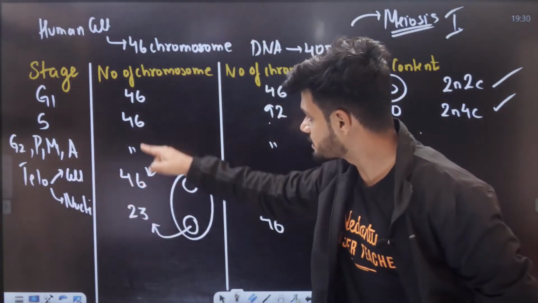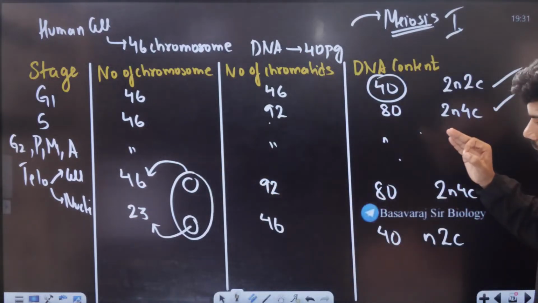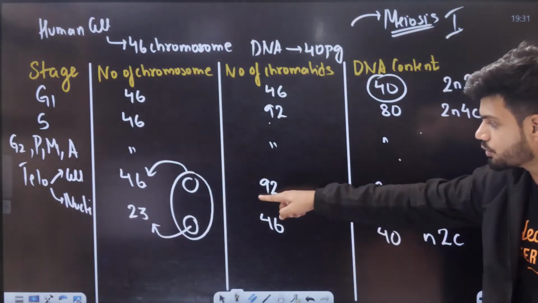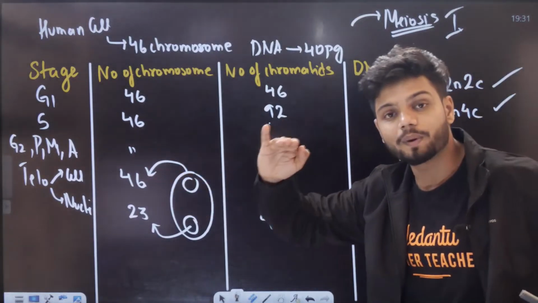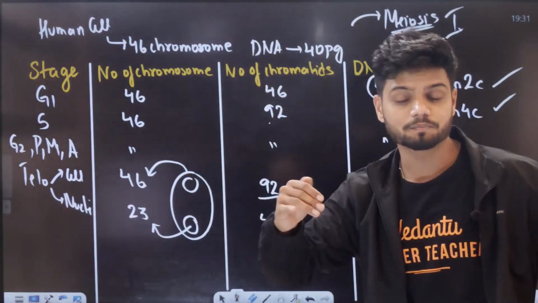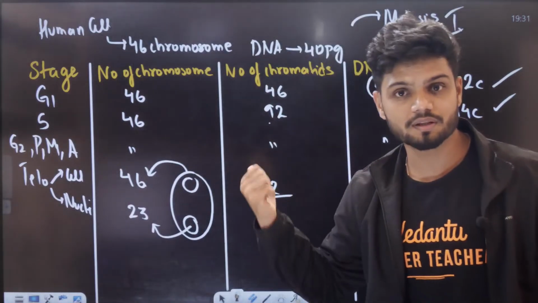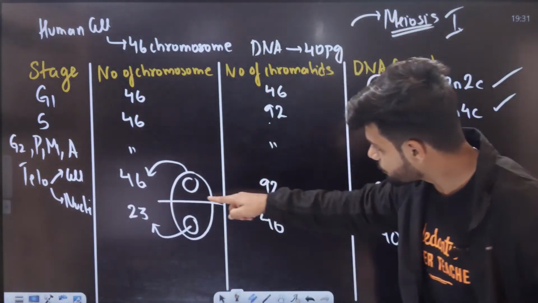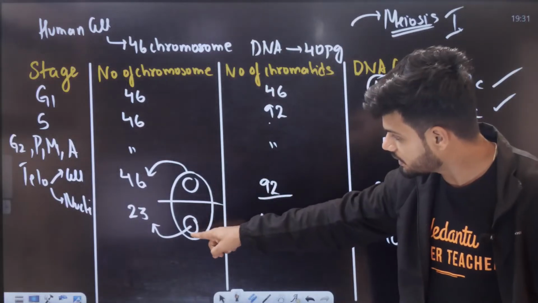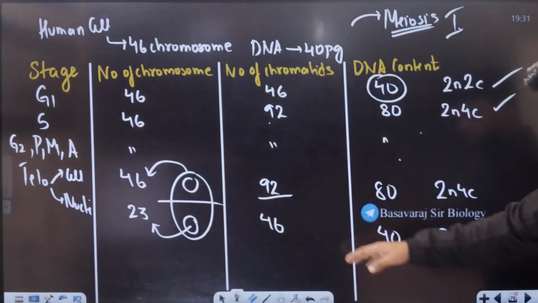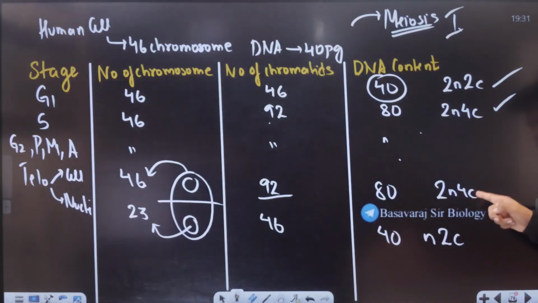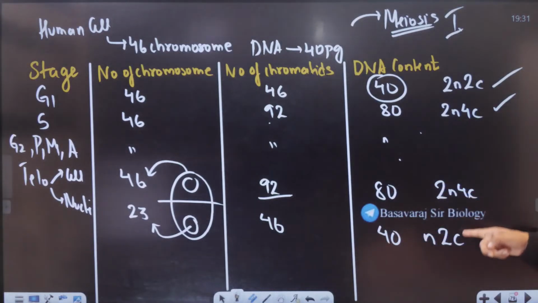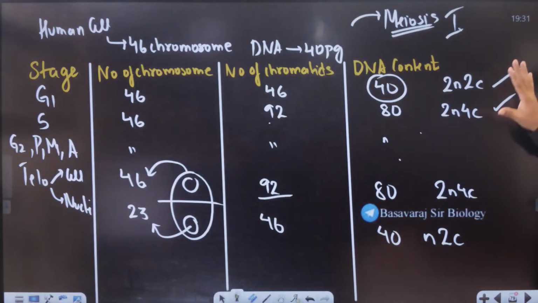Per cell is going to remain the same. But per nuclei, it is going to divide into half now. Because out of these 46 chromosomes, 23 is going up, 23 is coming down. This is a reduction division. So half is going this side, half is coming this side, 23 here, 23 here. So 80 became 40, 2N and 4C became N and 2C. This is after meiosis 1.